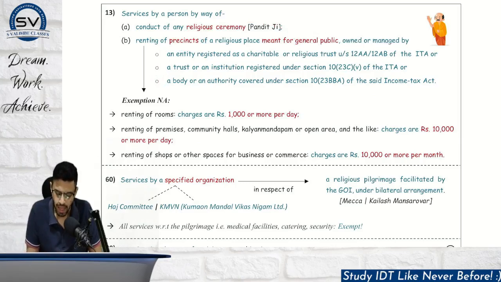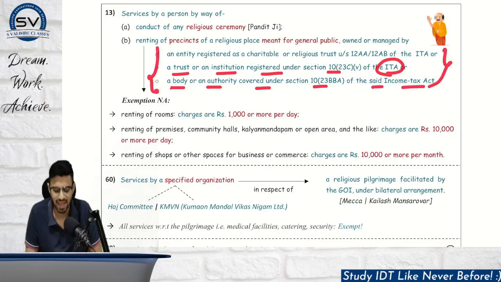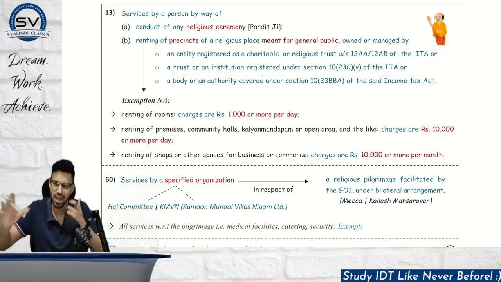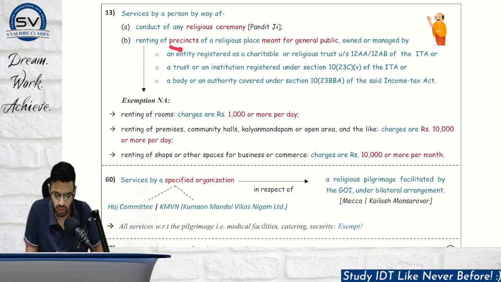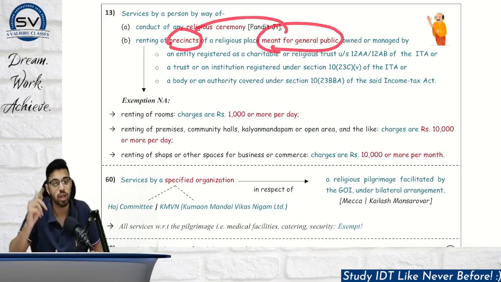an entity registered as a trust, charitable, religious under 12A or 12AB of the Income Tax Act, a trust or institution registered under section 10 of the Income Tax Act, or a body or authority covered under section 10 of the Income Tax Act. So basically these are income tax registered authorities. It's okay if you don't learn the exact section number, because that is not in the scope of our GST paper. Basically the focus is some physical place which is meant for the general public.